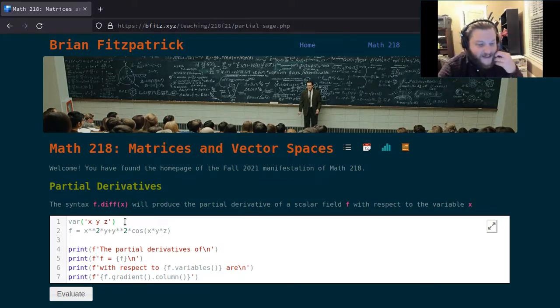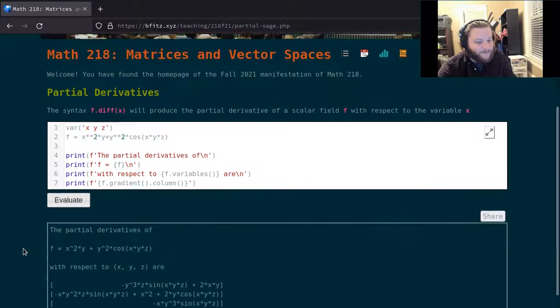So the idea is that in Sage you have to start by initializing your variables. Here I'm using variables x, y, and z, and then I'm defining a function in terms of those variables. This is x squared times y plus y squared times cosine of xyz. If I click evaluate here, let's just look at the output.